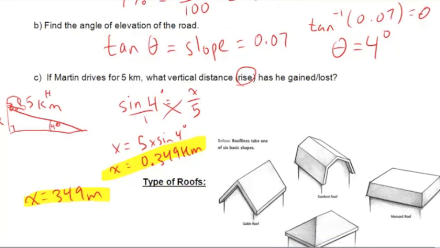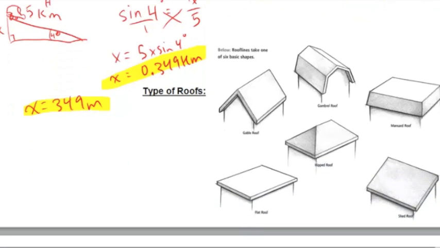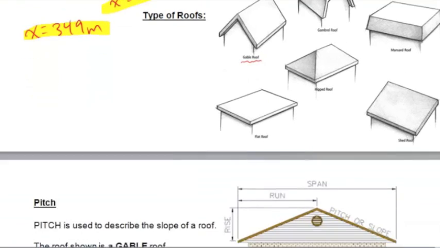Okay, so just at the bottom, I just put a little diagram here showing the different types of roofs. The most common roof that we see is likely the gable roof, but there are some other styles of roofs there that you can check out that's used in construction quite a bit.